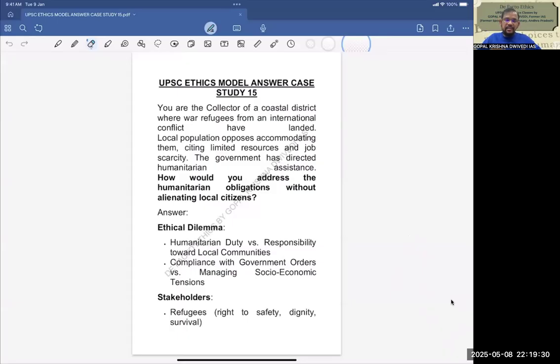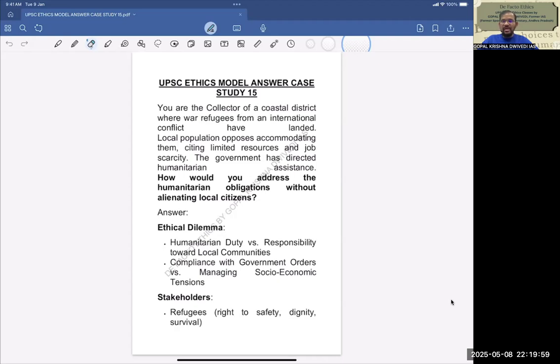So the case study which was given yesterday was like this. You are the collector of a coastal district where war refugees from an international conflict have landed. Local population opposes accommodating them, citing limited resources and job scarcity. The government has directed humanitarian assistance. How would you address the humanitarian obligations without alienating local citizens? So this is the case study which we have to answer now.